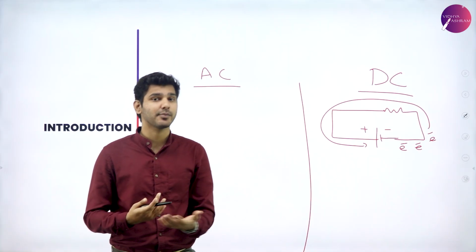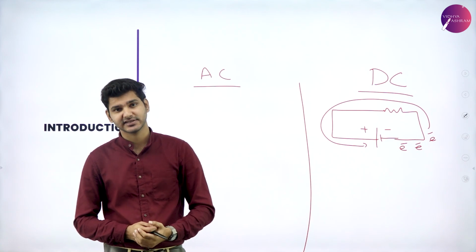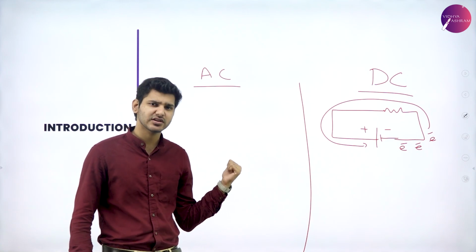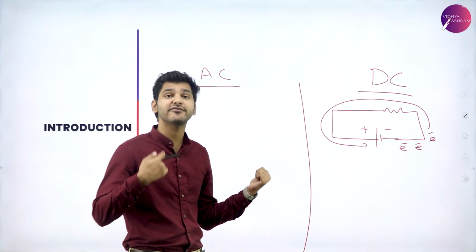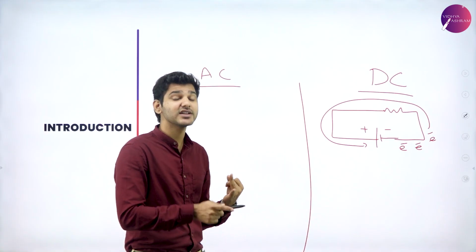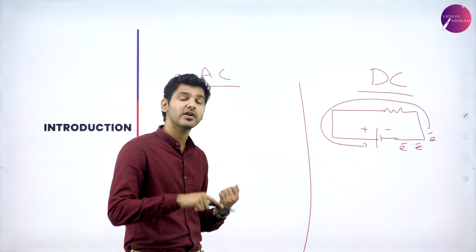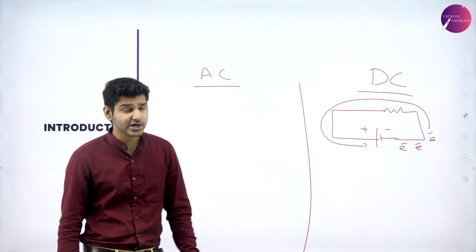So why is that happening? The difference is in the nature of these currents itself. AC current is more dangerous, that is true, and AC current is also much more efficient. So why is it efficient? Why is it dangerous? What is the difference? All this is what we are going to learn in this particular chapter. So let me complete the introduction.